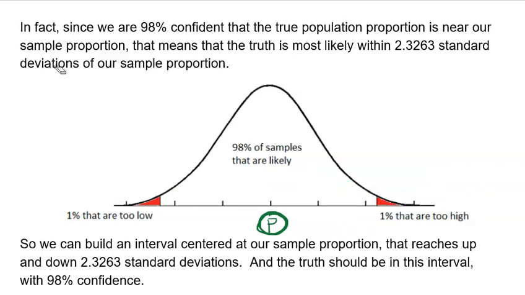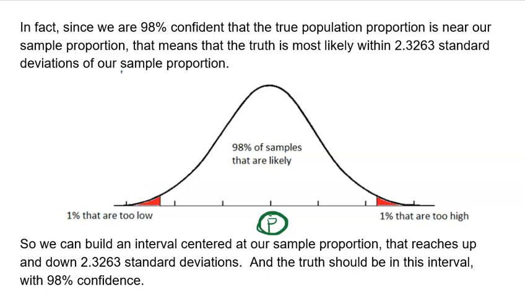Gosh, I hope you understand that, right? It all comes down to a couple simple ideas. 98% of samples are within 2.3263 standard deviations of the truth. So I'm going to look at that in reverse. Just think about me flipping that around. That should also mean that I'm 98% confident that the truth is within 2.3263 standard deviations of my sample proportion.